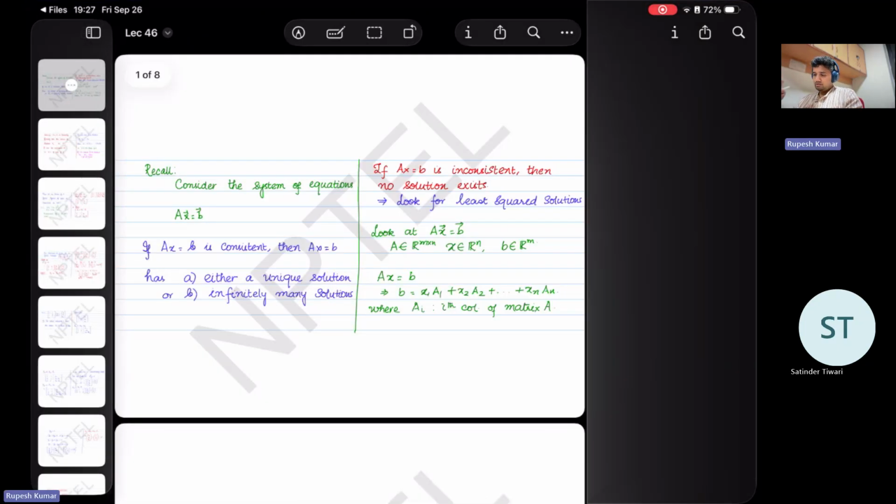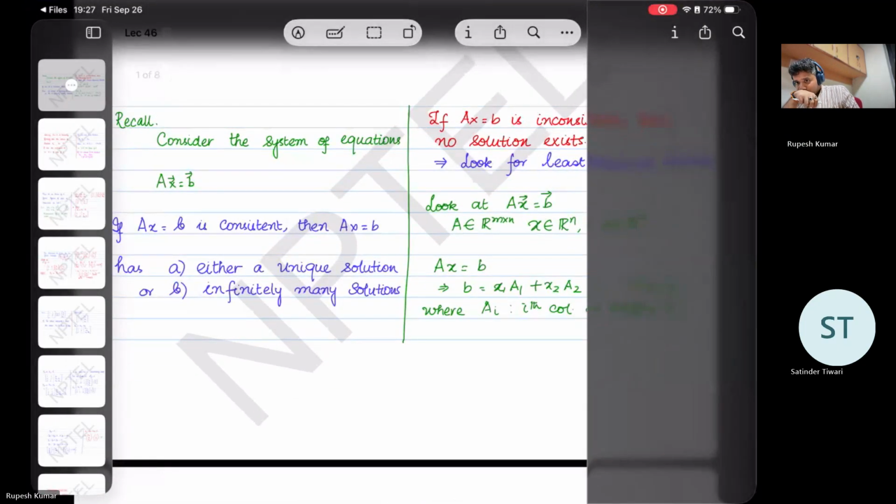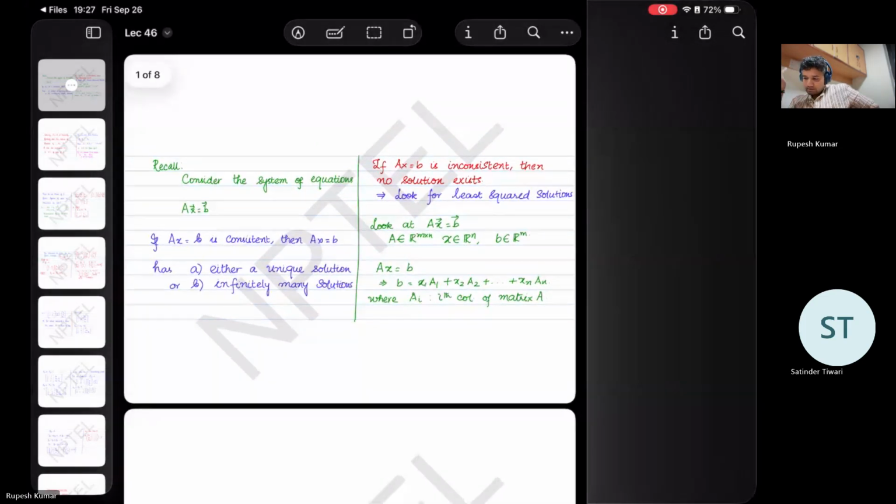So let's start with the introduction on the topics. Earlier we saw the system of equations, right?